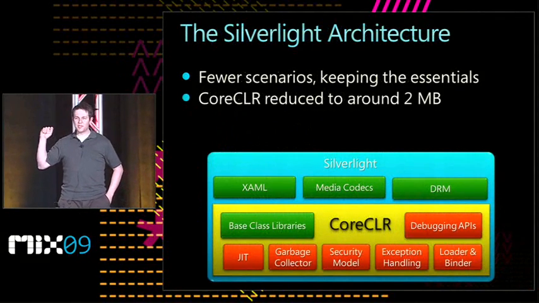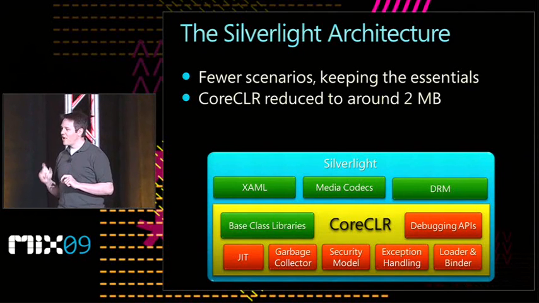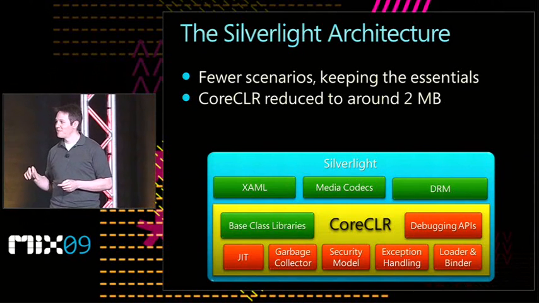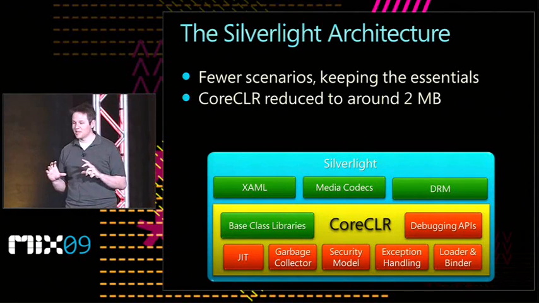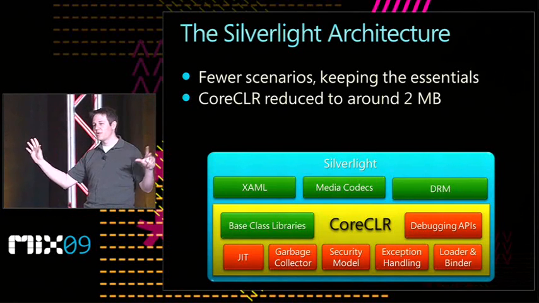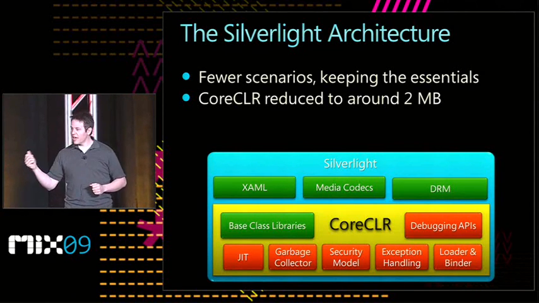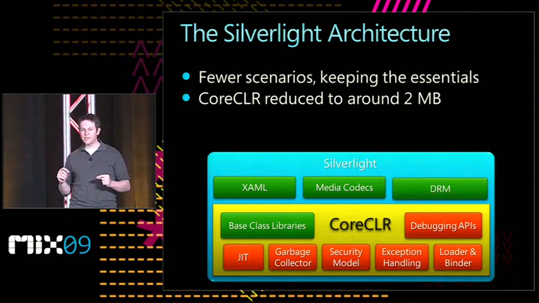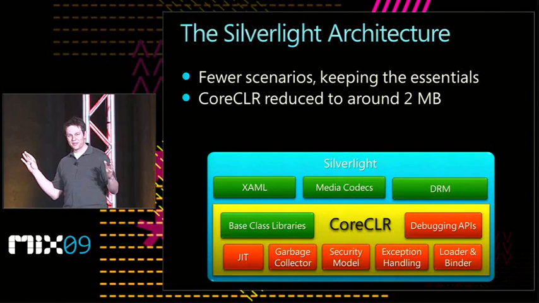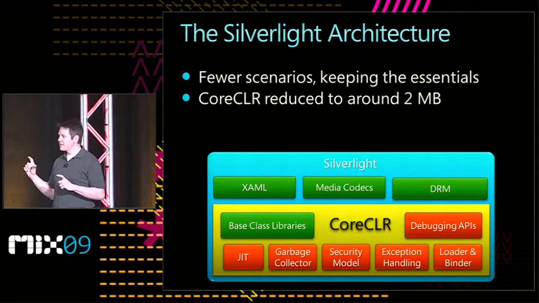And so that leads us to the resulting Silverlight architecture. All of the features that were part of the CLR are still there, except in each of those blocks, from the base class libraries to the security model, we've taken the scenario approach and looked at what is really needed for the rich internet application and slimmed that down. So we still have all of those things, and we've gotten the core CLR down to roughly 2 megabytes. So that's quite a great achievement for us, and that has everything that we need.